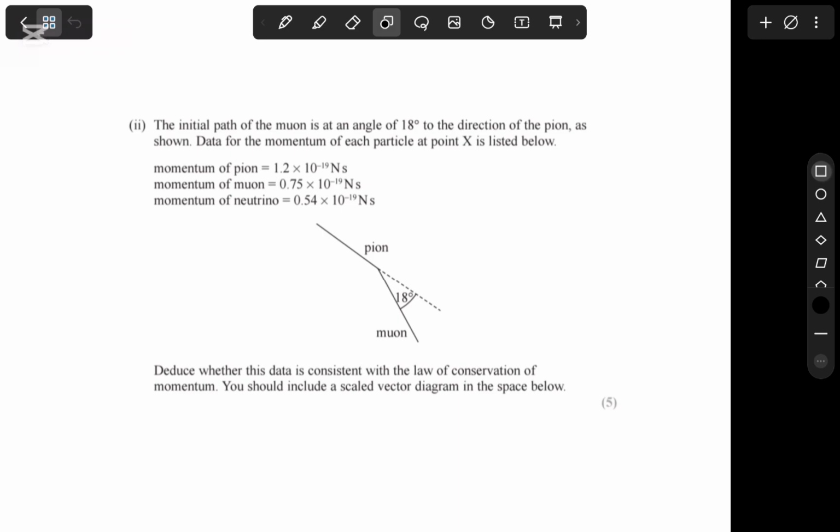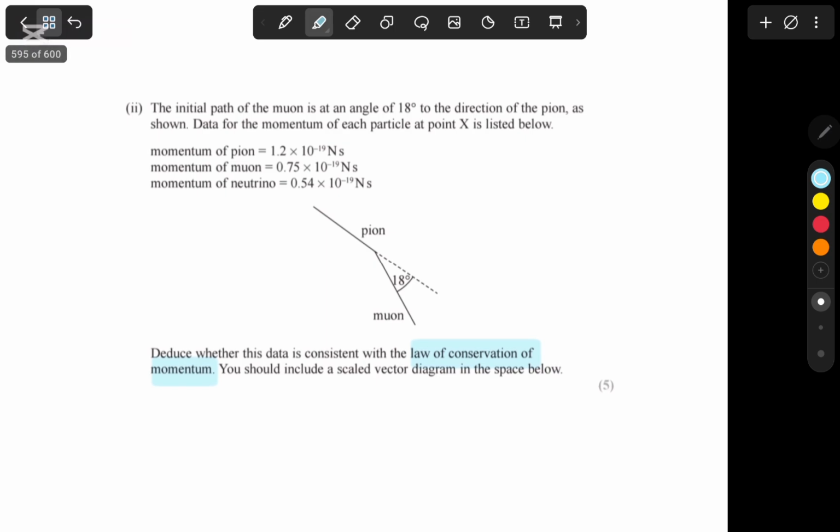They've given us the data as well here for the momentum of the pion, muon, and neutrino. And we have to deduce whether this data is consistent with the law of conservation of momentum. Okay, so we're going to be answering this question. Remember, this is the most important part of this question. And they tell us how we should solve this question: by using a scale vector diagram.